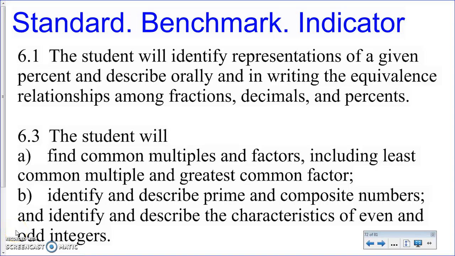Today we are reviewing prime factorization and changing fractions to decimals and decimals to fractions. Please copy the standard benchmark indicator on a clean page in your math notebook.